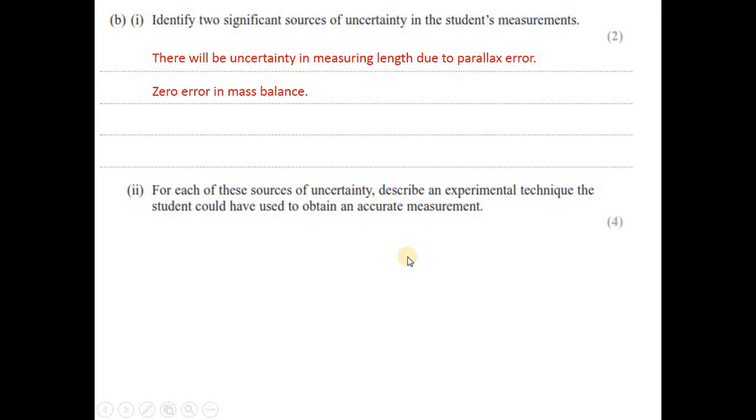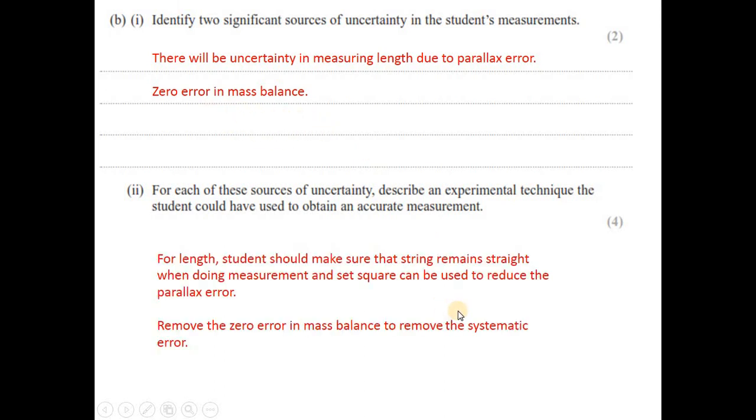And for each of these sources of uncertainty, describe an experimental technique the student could have used to obtain accurate readings. Again, for measurement of length, in order to reduce parallax error, take multiple readings, use a set square so that the ruler stays perpendicular, or the string should be straight when you are doing your measurement. And for mass, you can say that the zero error should be removed before taking the mass. So that's how you can say.